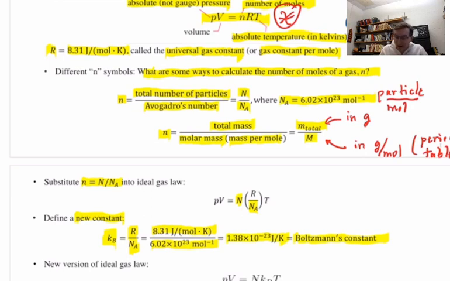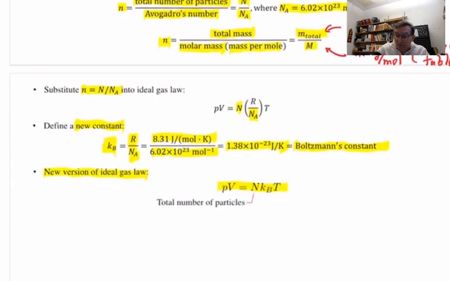And so, if you do that, you can get a new version of the ideal gas law. Pressure times volume, that's still the same, equals total number of particles, capital N, times Boltzmann's constant, K sub B, times the absolute temperature. So let me write both forms of the ideal gas law side by side, or lined up. PV equals capital N k_B T, or PV equals little n RT. They're equivalent, but just don't get confused over the symbols.